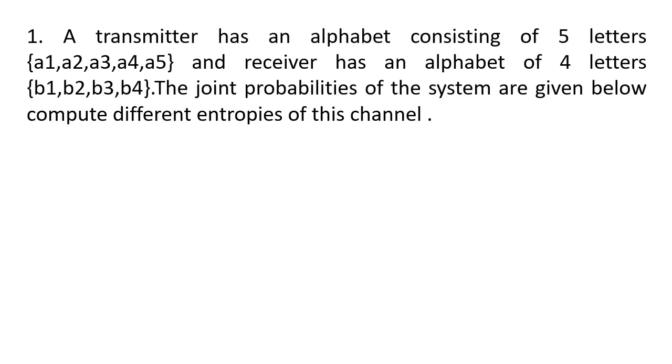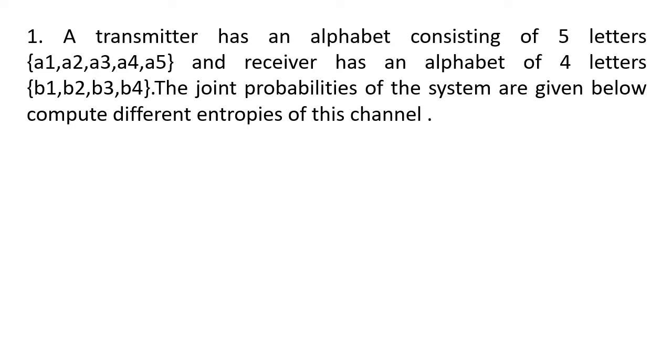First problem: a transmitter has an alphabet consisting of 5 letters A1, A2, A3, A4, A5 and a receiver has an alphabet of 4 letters B1, B2, B3, B4. The joint probabilities of the system are given below. Compute the different entropies of the channel.